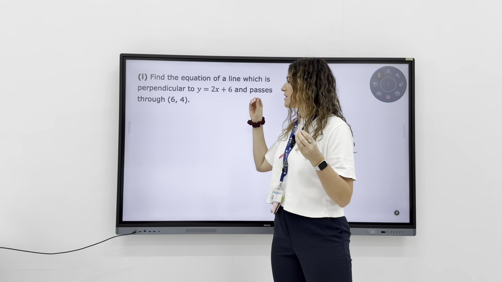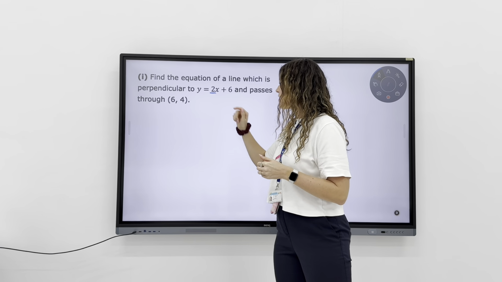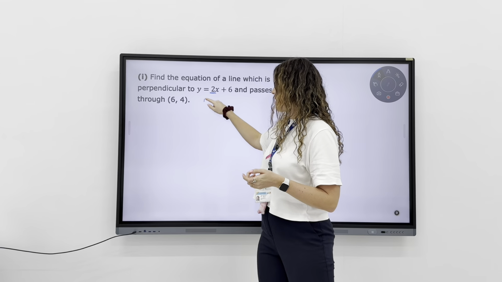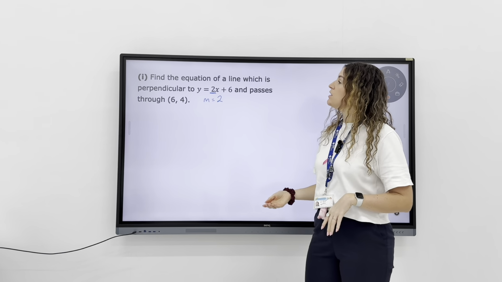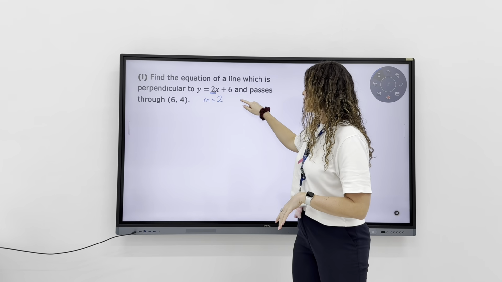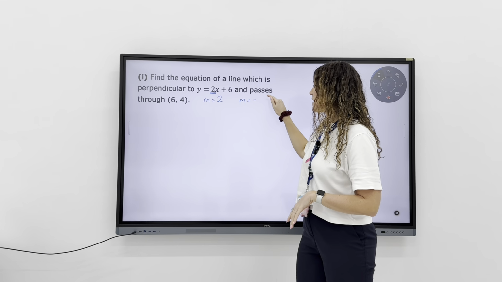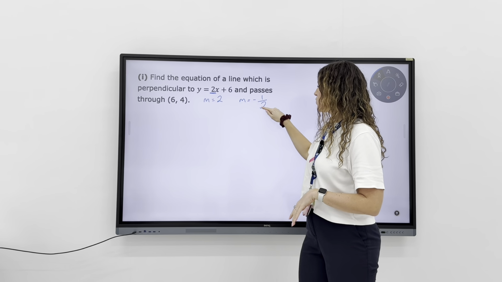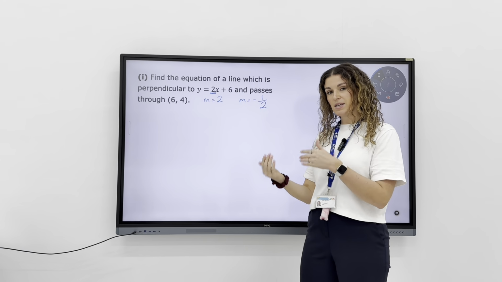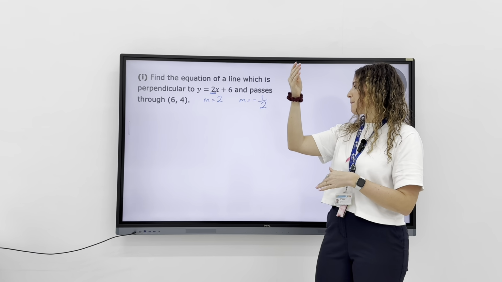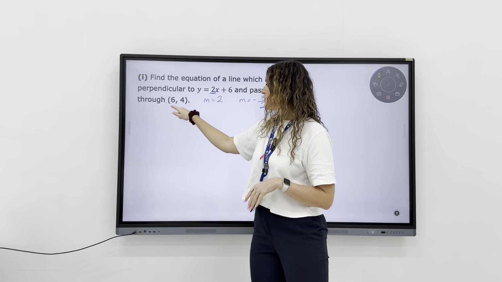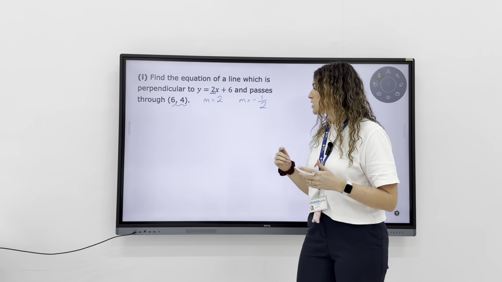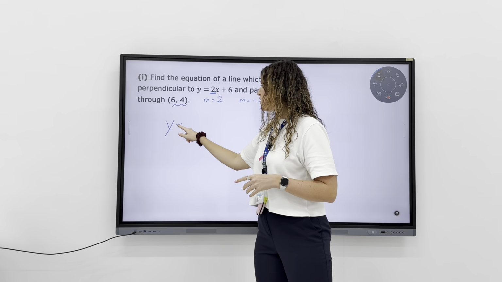What that really means is, for this line, our gradient is 2, so m is equal to 2. The negative reciprocal for the new line: we make the gradient negative, and it is 1 over 2. So make it negative and 1 over. I've got my new gradient, and I've got a coordinate on the line, so I'm going to use my equation of the line.